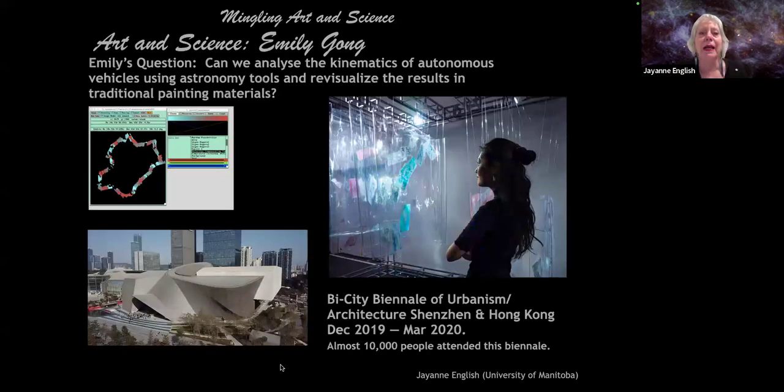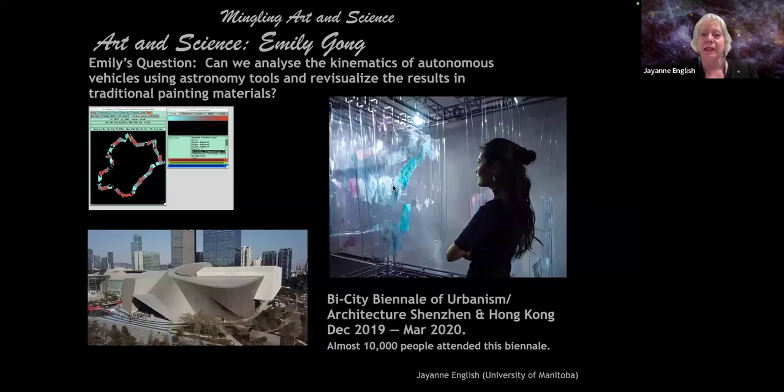So here's another example, Emily Gong. She asked, can we analyze the kinematics of autonomous vehicles using astronomy tools and revisualize the results in traditional painting materials? I've been showing you the velocity field, and you can see that on the left. It's kind of my color scheme. But really, radio astronomy data of neutral hydrogen gas is three-dimensional. We have two spatial dimensions, but the other dimension is wavelength or velocity. So we've been taking three-dimensional data and compressing it to display on the computer screen in two dimensions.